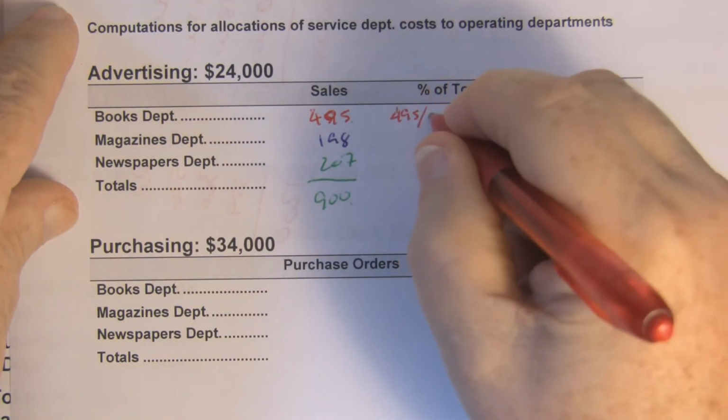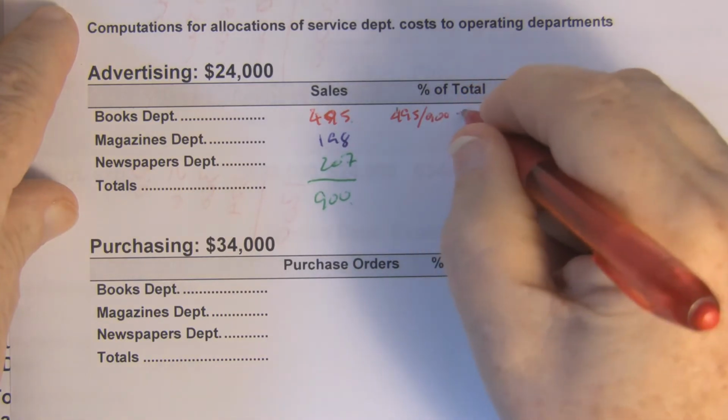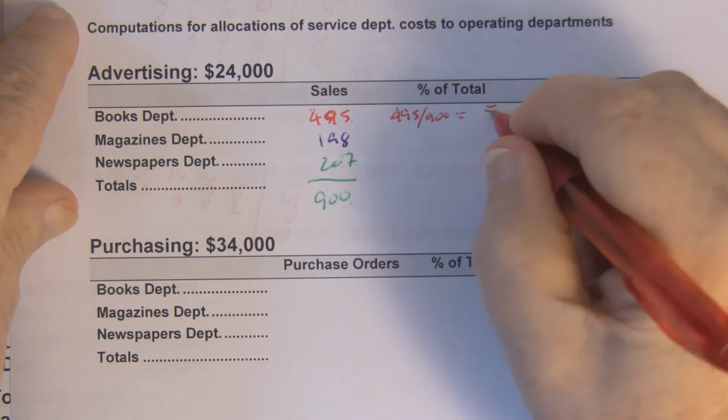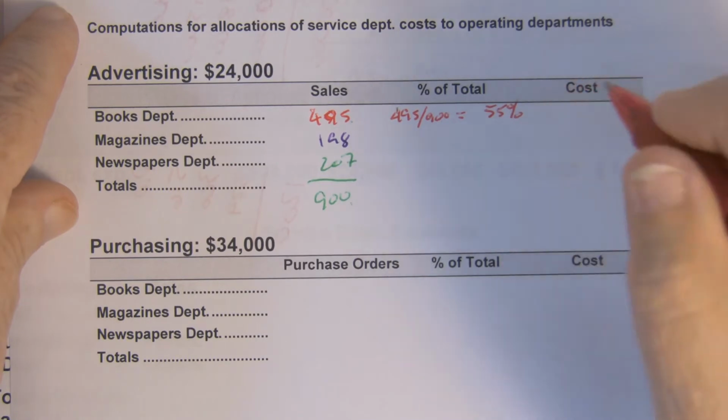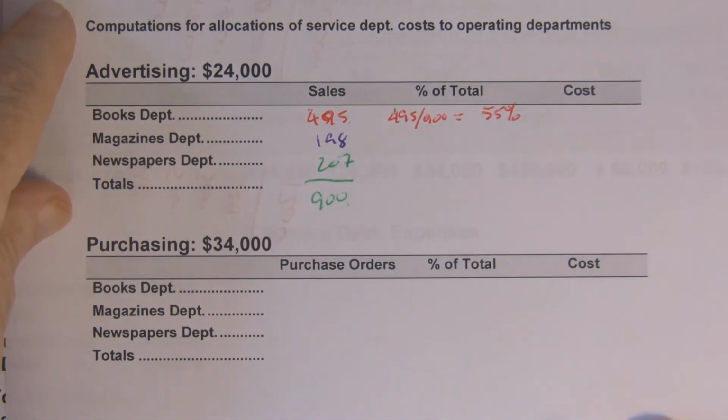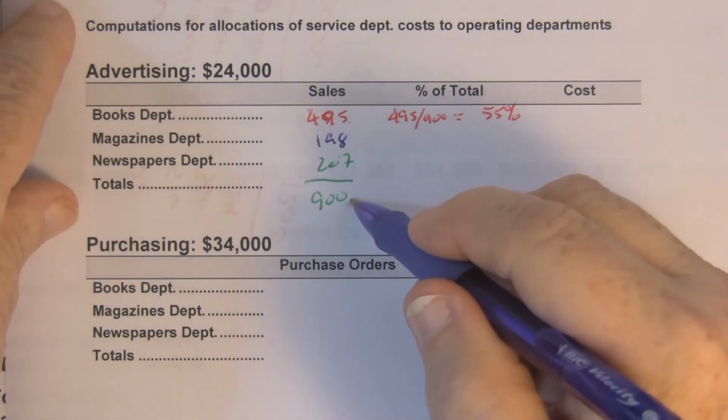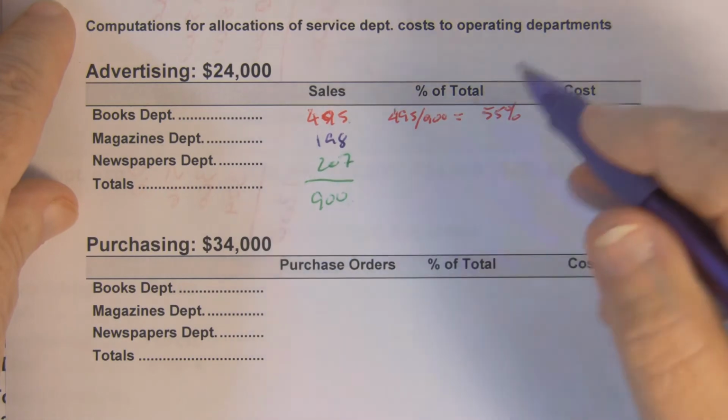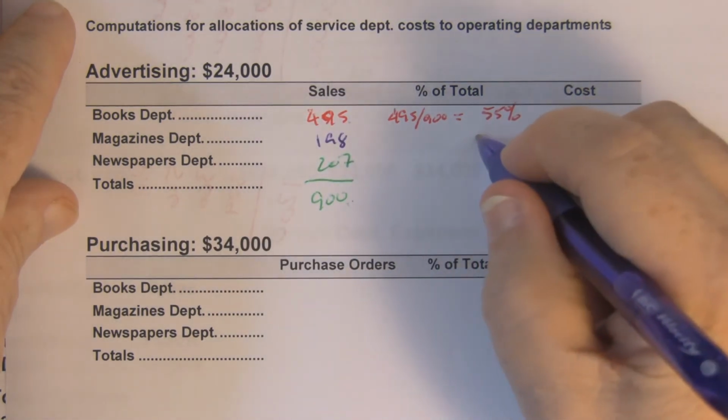495 divided by 900, and that's 55%. So 55% of total sales are allocated to the book department. We do 198 over 900,000. That comes up to 22%.